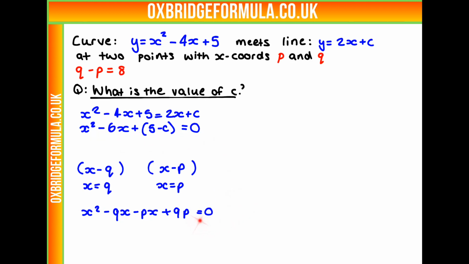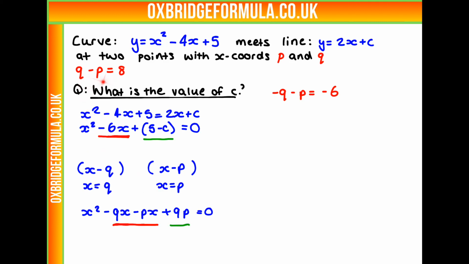So what can we learn from that? Well, these terms, minus 6x and the minus qx minus px, must be equal to each other, as well as the unit terms. So 5 minus c must be equal to plus qp. And finding out what these are will help us to work out what c is. So let's start with our red highlighted ones there. We know that minus 6 must be equal to minus q minus p. Those are both our x coefficients there.